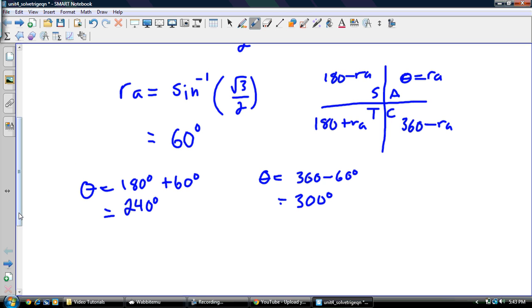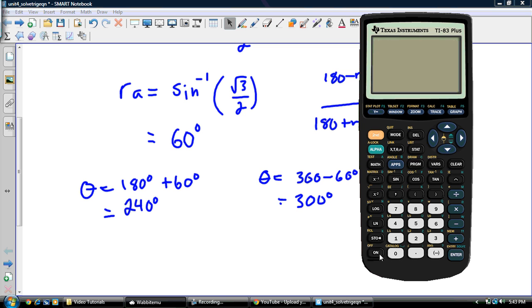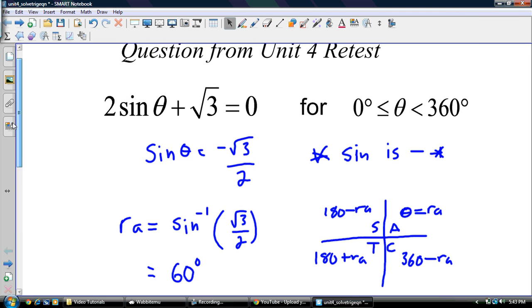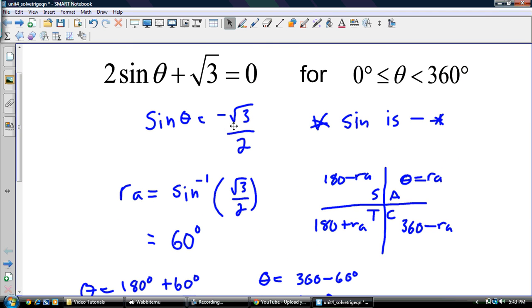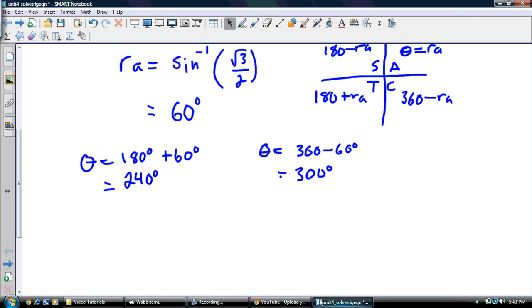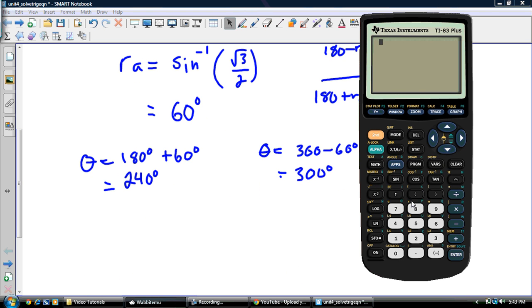If I want to check that answer, this is what I have to do. I know that my sine theta is equal to negative root 3 over 2. So if I go sine 240, I get this. That's the decimal approximation of root 3 over 2 with a negative. And then I go sine 300, and I get the same thing. So yes, I am correct.